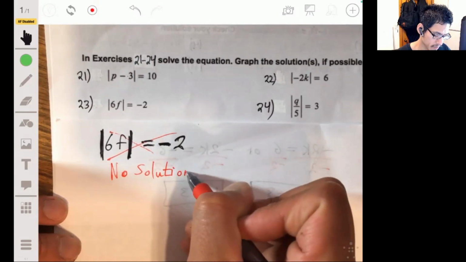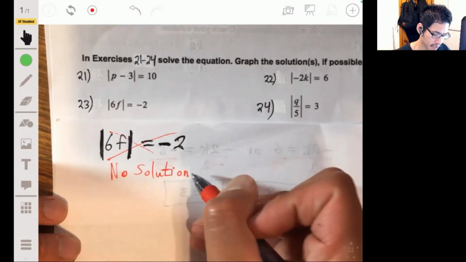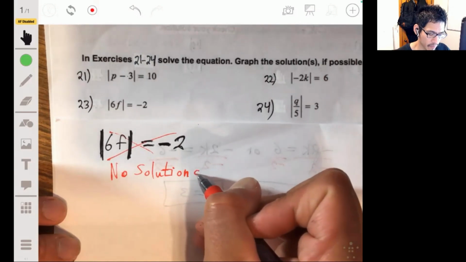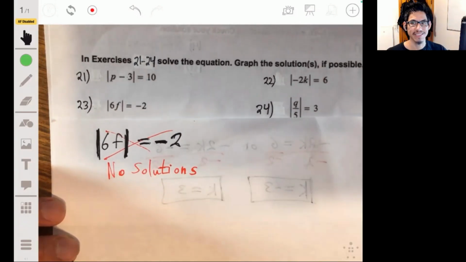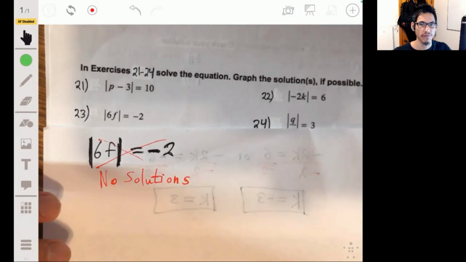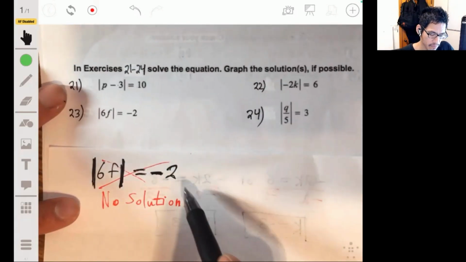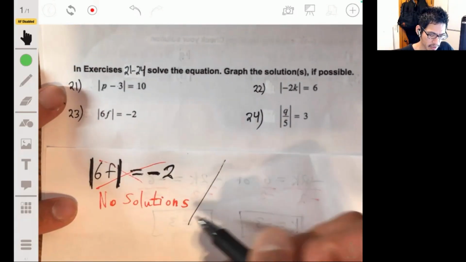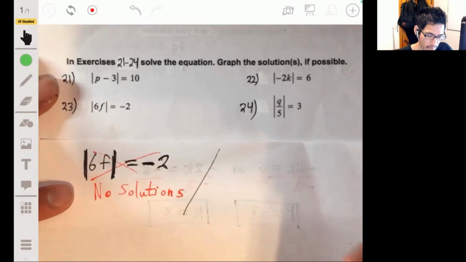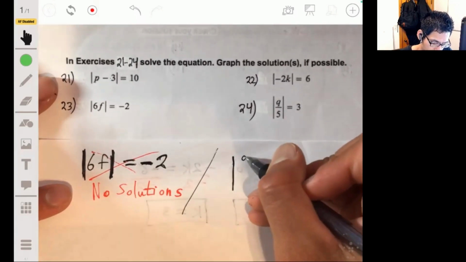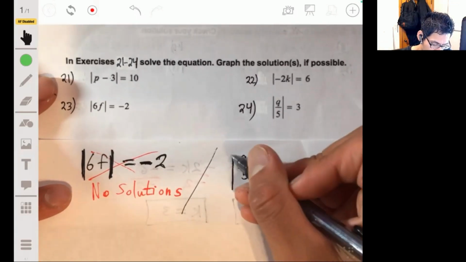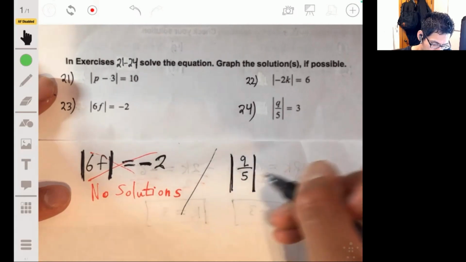No solutions. By definition, absolute value has to be 0 or greater. That's just by definition for this to all work. So we don't get to do anything else. Don't worry, we've got another one. Absolute value of q over 5 equals 3.